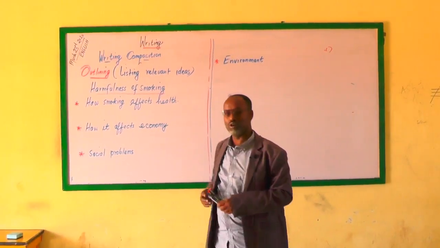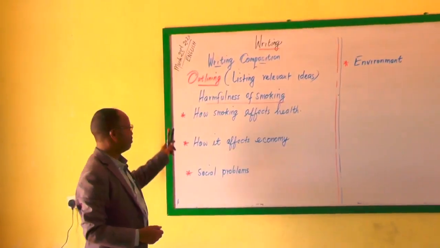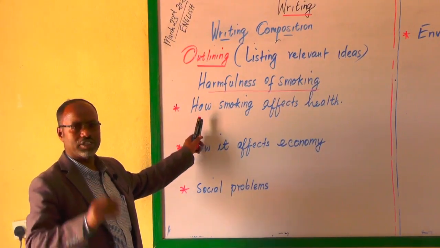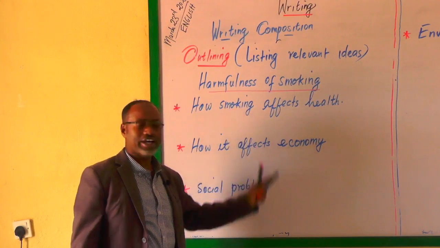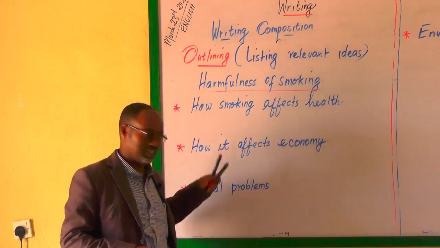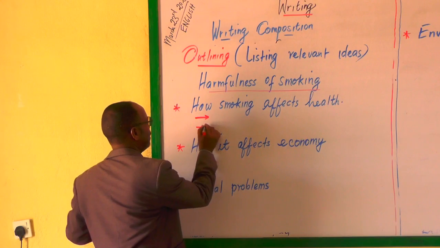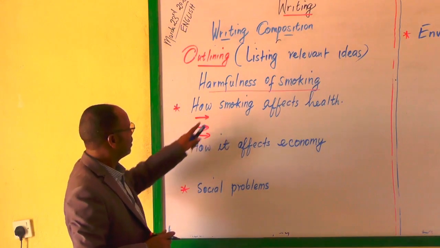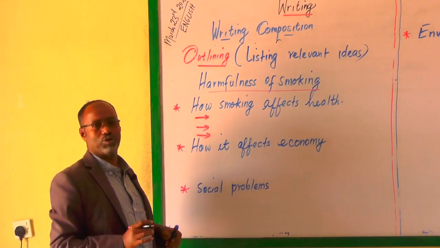Let us write some more. Here we have got only 4 points now. But still we can write a long composition. How smoking affects the health of the smokers. So what's coming under this title? Have a look. Number 1, number 2, number 3. How smoking affects health? The health of the smoker.